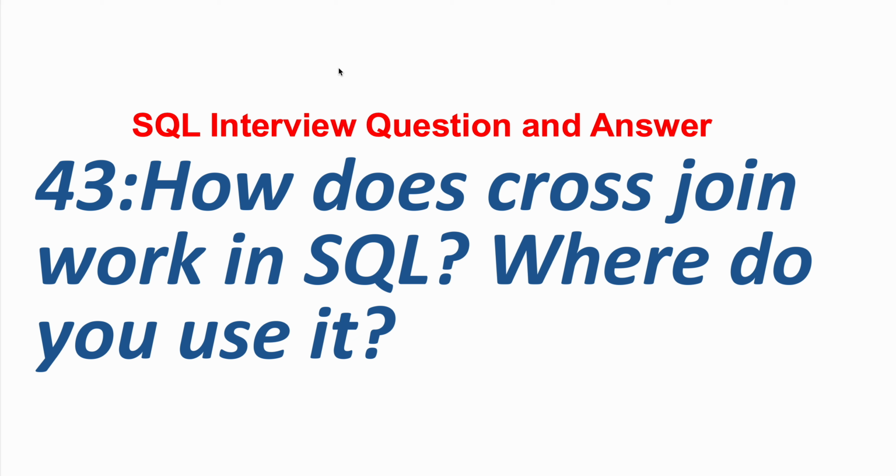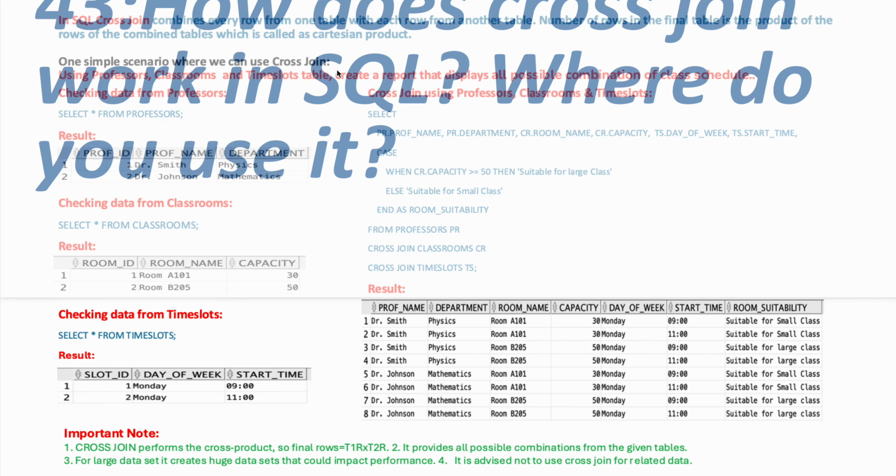We have a number of different types of join we use in SQL. One of them is cross join. This question is asking how cross join works in SQL and where do you use it? Give an example where we can use it.